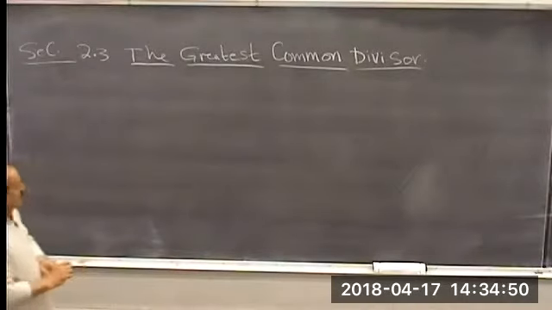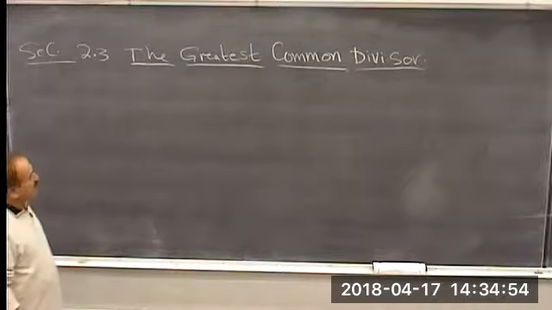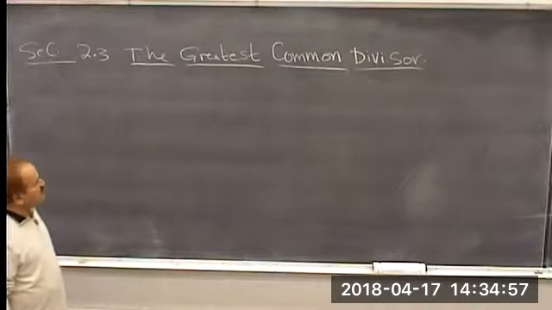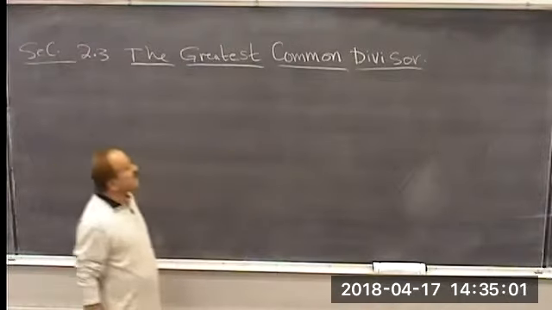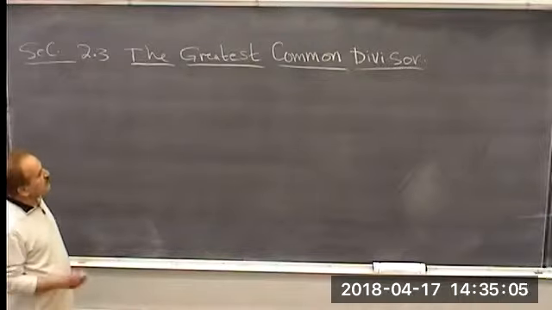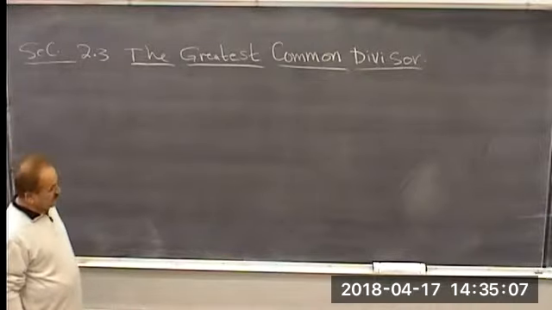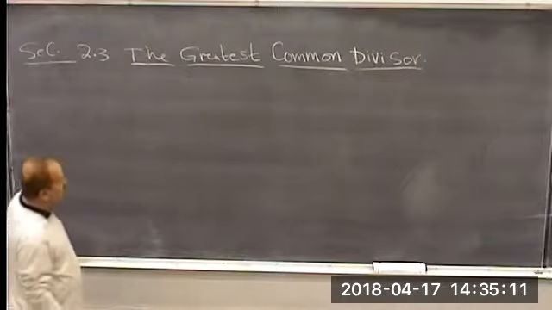Okay, so we're going to get started on section 2.3. In this section, we're going to be talking about the greatest common divisor of two integers, as well as generalizing this to a finite number of integers, the greatest common divisor of n integers. So let me start with a definition.